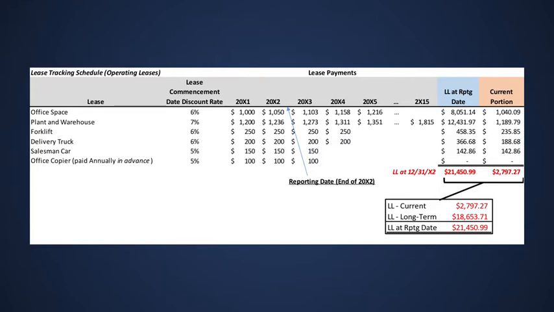For purposes of this example, the reporting date is 12/31/20X2. The lease liability for each lease equals the net present value of the remaining lease payments. This is calculated by using the Excel net present value or discount function, using the remaining cash flows and the applicable discount rate as inputs.